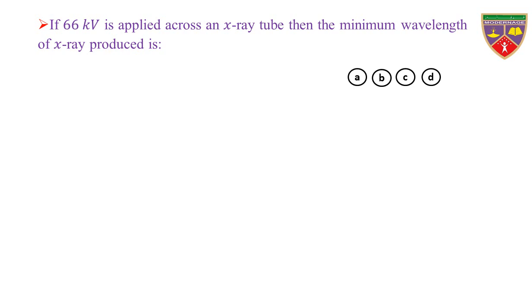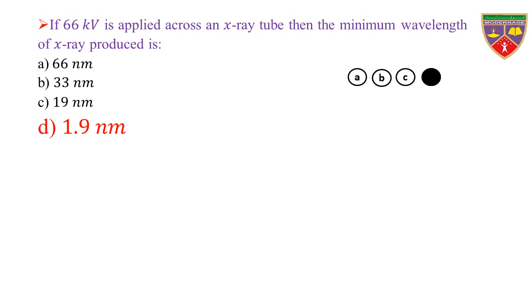If 66 kilovolts is applied across an X-ray tube, then the minimum wavelength of X-rays produced is: option A, 66 nanometer; option B, 33 nanometers; option C, 19 nanometer; option D, 1.9 nanometer. The key is 1.9 nanometers. Therefore, the correct option is D.